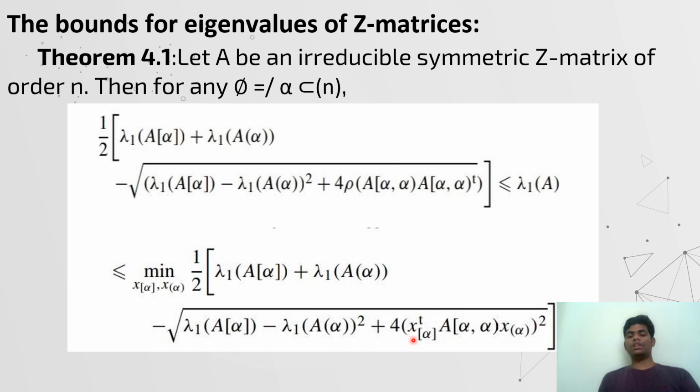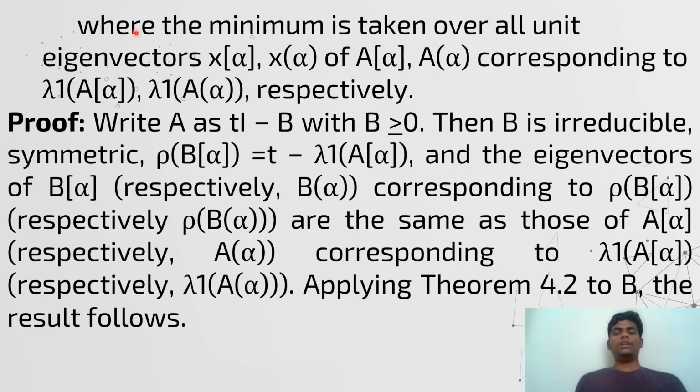(λ1(A[α]) minus λ1(A(α))) whole square plus 4 times (x_α^T A[α, α^c])^2, where the minimum is taken over all unit element vectors x_α of A[α] corresponding to λ1(A[α]) and λ1(A(α)) respectively.